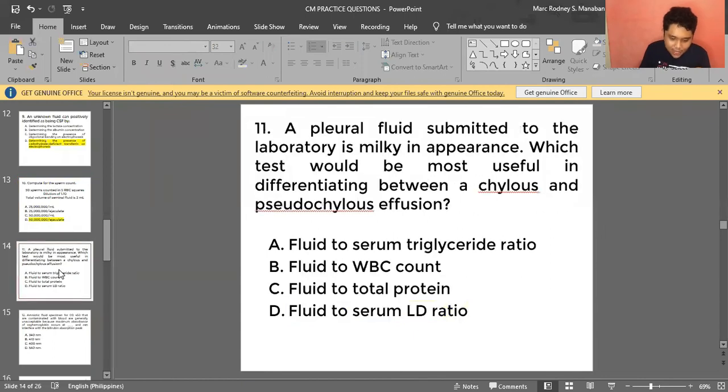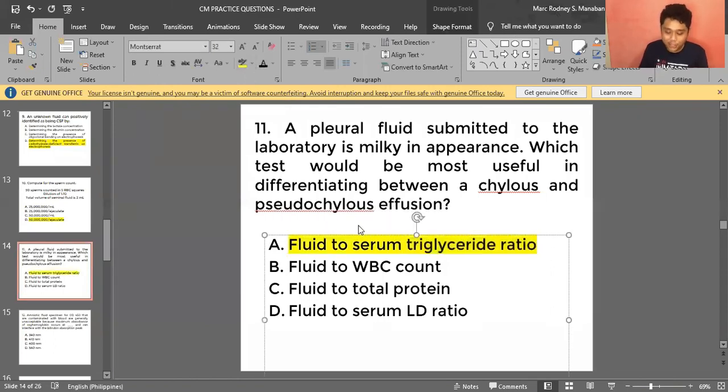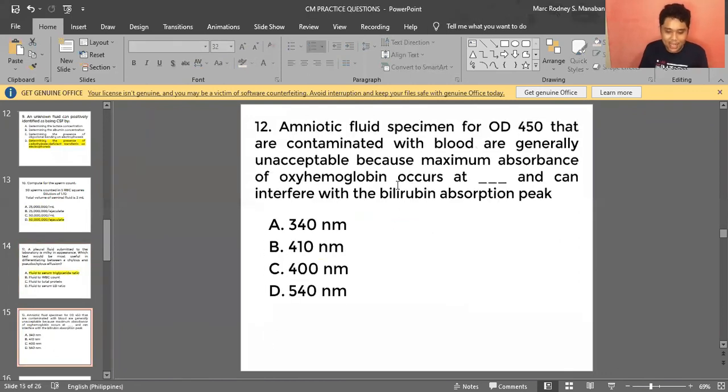Alright. Next, pleural fluid is submitted to the laboratory, milky in appearance. What is the best test or most useful test to differentiate chylous and pseudochylous effusion? Letter E, fluid to serum triglyceride ratio. Very good. Okay.